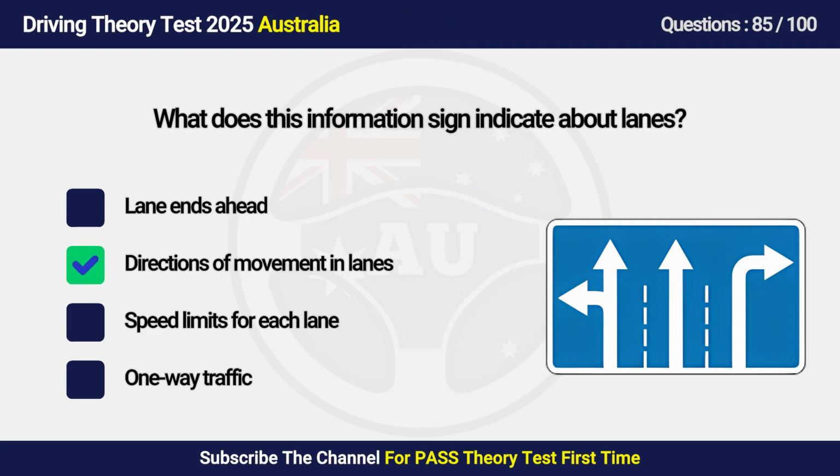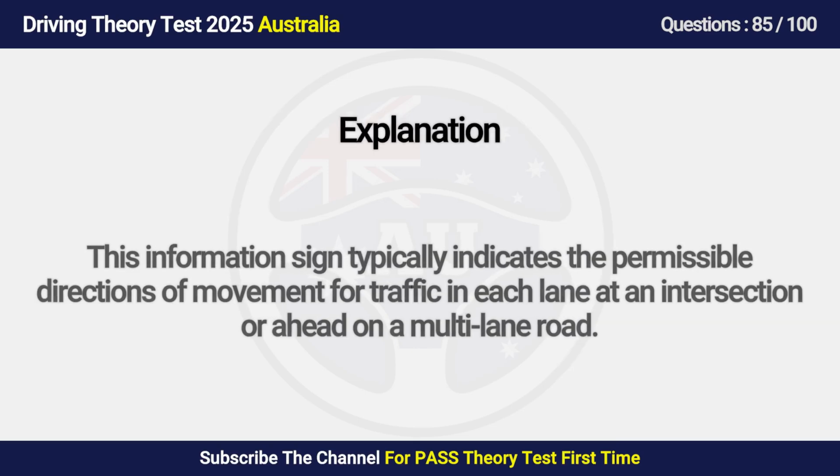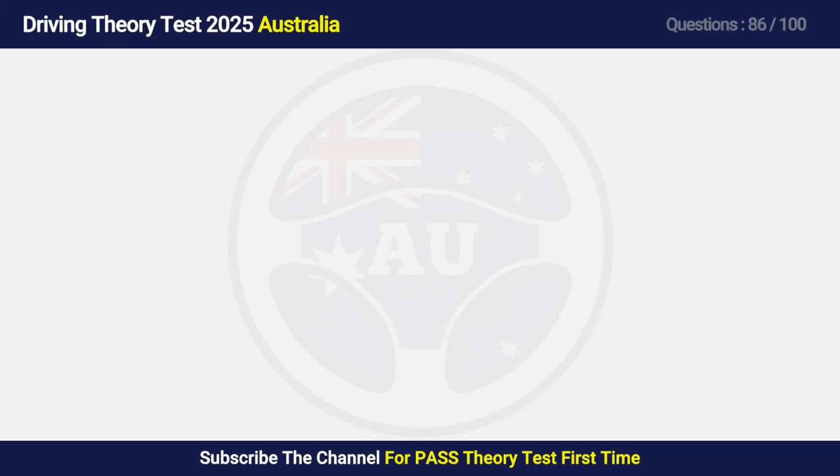Answer is B, direction of movement in lanes. This information sign typically indicates the permissible directions of movement for traffic in each lane, at an intersection or ahead on a multi-lane road.